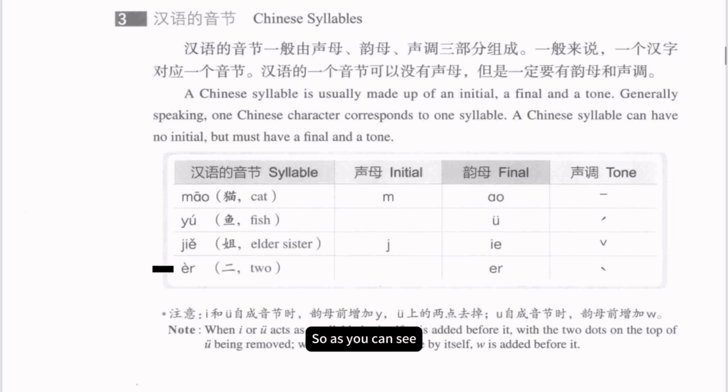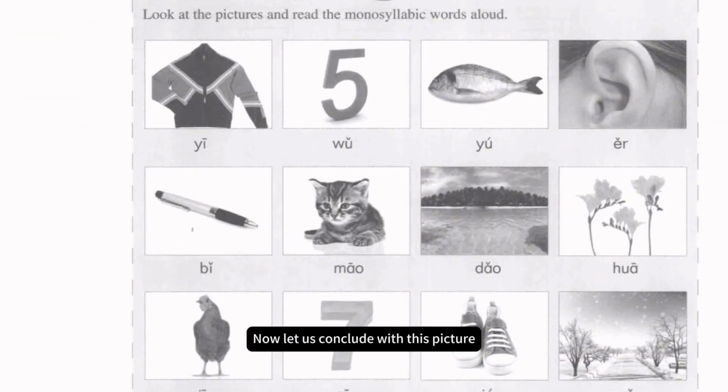So as you can see, some words are only made up of finals, only made up of the pronouncing part of the sound, and they do not necessarily carry any initials. You can have finals alone for making words, but you can never have an initial alone. To form a word, you definitely need a final. Just like we have vowels and consonants. You can have consonants and vowels forming words, or vowels alone forming words, but you can never have consonants alone forming words. Very good. Now let us conclude with this picture.